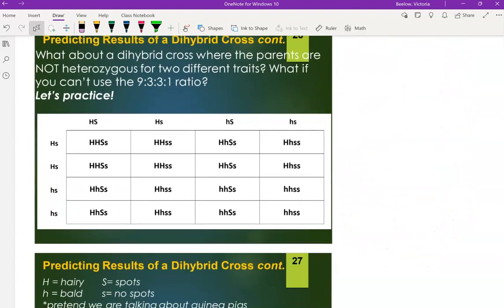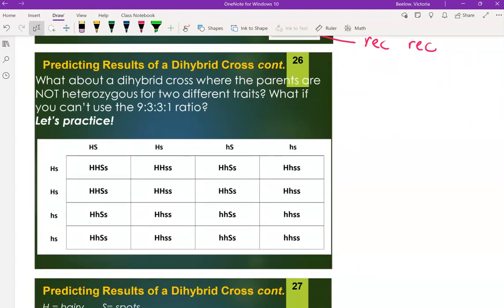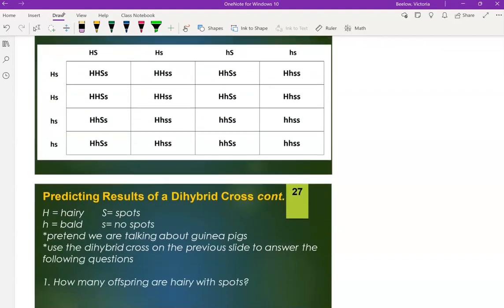All right, so what if we don't do that type of cross? What if we don't cross two organisms that are heterozygous for both traits and we can't use the 9:3:3:1 ratio? How are we going to do that? So we can still, if we look at the cross, we can still determine the genotypes and phenotypes of the offspring.